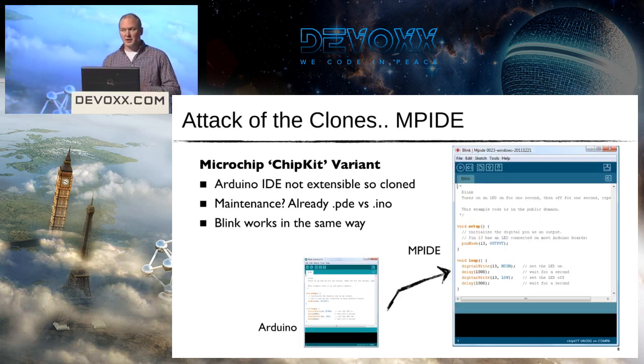So when companies like Microchip wanted to join the party, and they wanted to introduce the chipKIT, which is sort of an Arduino clone, they actually cloned the whole IDE rather than extend on what Arduino had done. So when you clone or fork a code base, of course, the maintenance issues start kicking in. And already, for example, we see that the MPIDE uses the older sketch file format, and the Arduino has moved on to the .ino file format. But Blink works pretty much the same way.